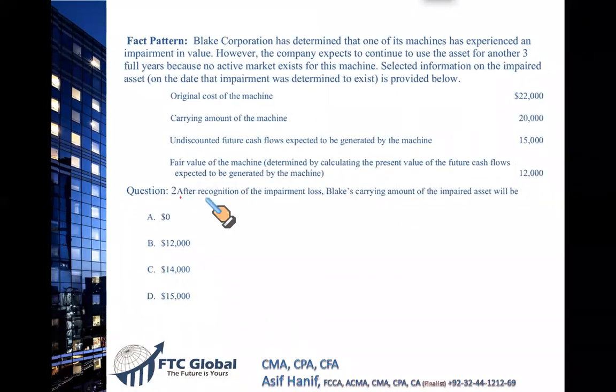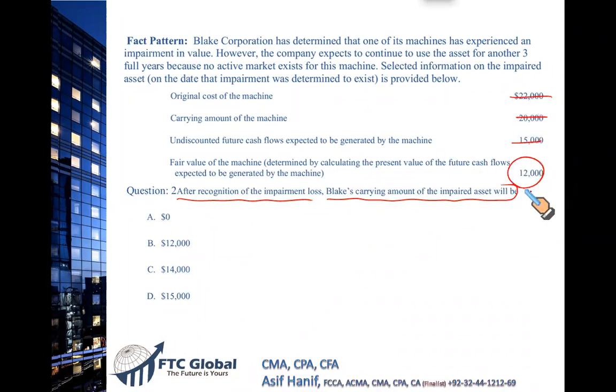Same question. After the recognition of impairment loss, Blake's carrying amount of the impaired asset would be, now the previous carrying amount is irrelevant. The new basis would be 12,000. This would serve as a new carrying value because after 20 less 8, 12,000 becomes the new carrying value, and that makes B the correct option.